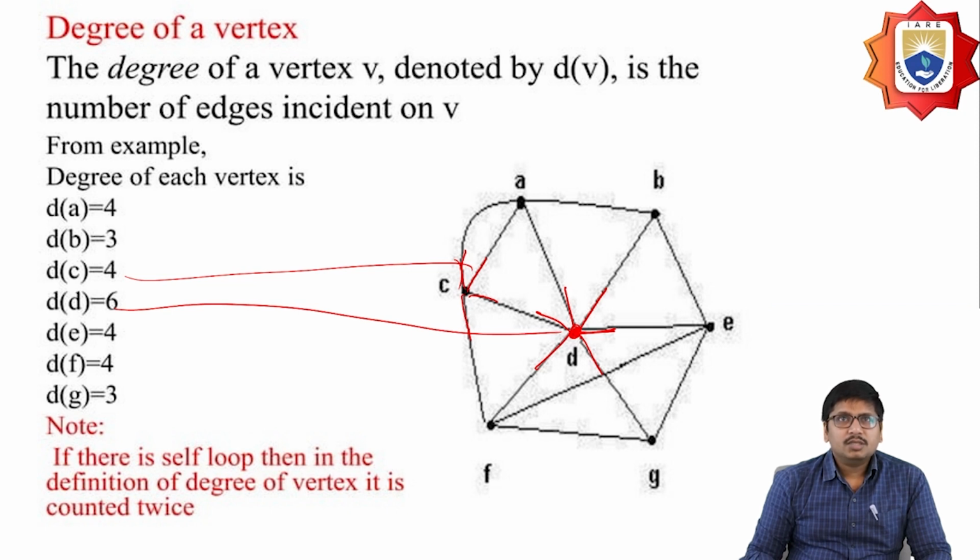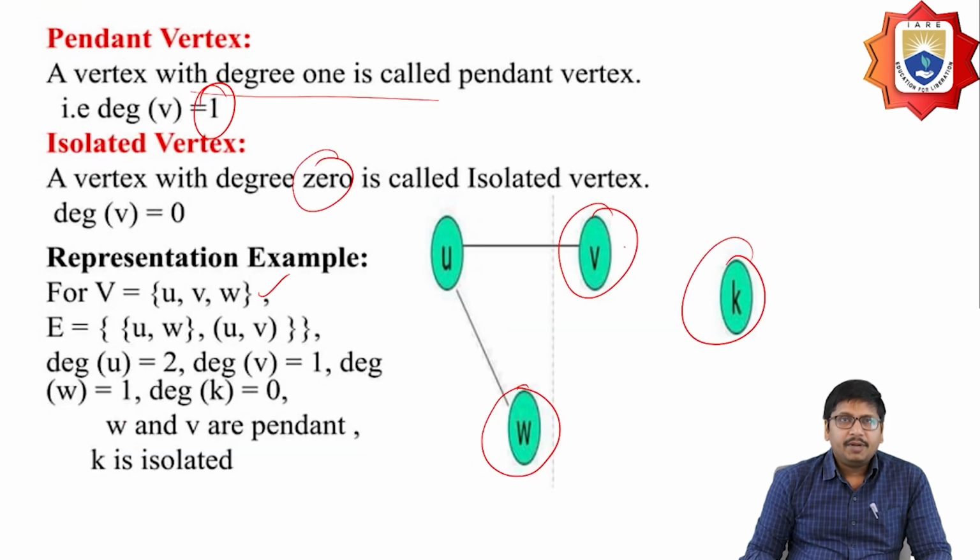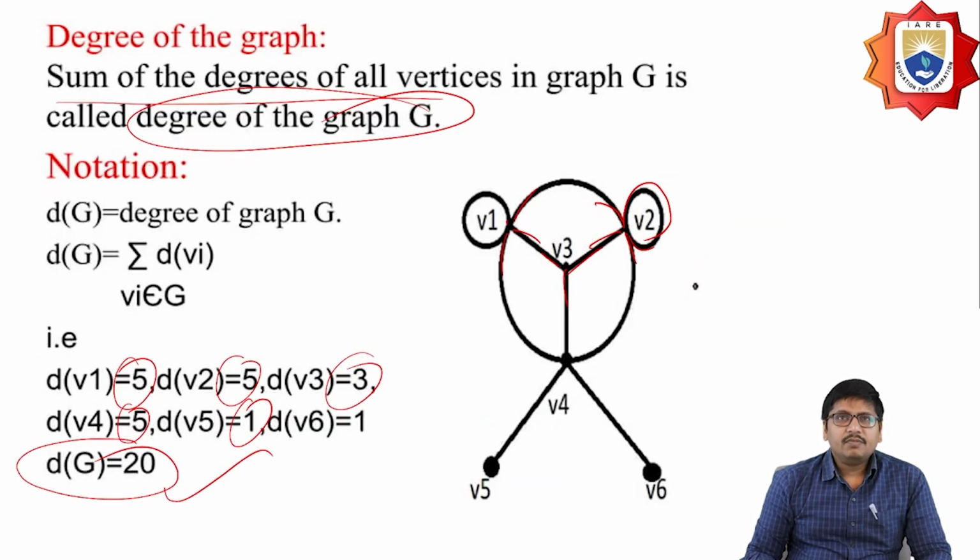The degree of a vertex is denoted by d(v), and it is the number of edges incident on the vertex. A vertex with degree 0 is called an isolated vertex, and similarly a vertex with degree 1 is called a pendant vertex. The degree of the graph is the summation of the degrees of all the vertices in the graph. First I have to find the vertices, then find the degree of each vertex, and then sum all the degrees.